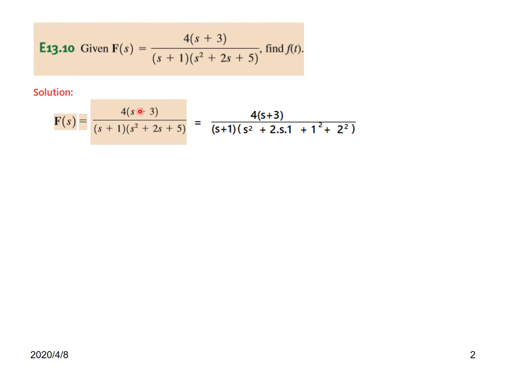Now we're keeping the numerator and this factor the same. We're just playing with s² + 2s + 5. So we write s² + 2s·1. We're just trying to get the formula a² + 2ab + b². So s² + 2s + 1², so this completes the whole square. And now out of 5 we have taken 1, so the remaining 4 is 2². And then from here we write this one as (s + 1)² + 2². The other item remains the same.